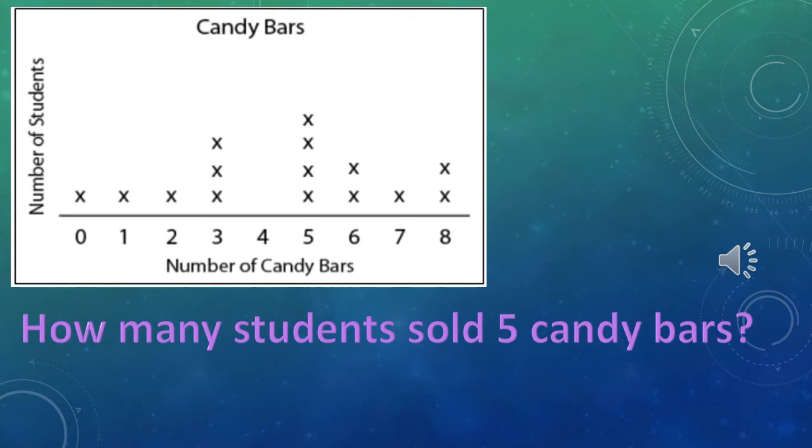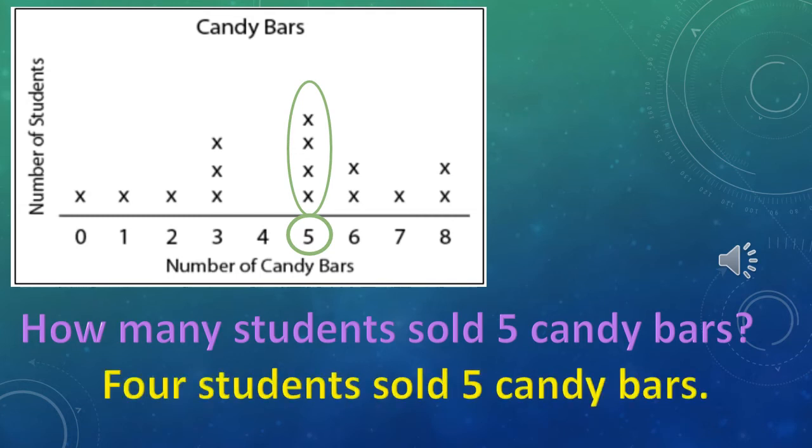So when I look at the graph, I need to focus my eyes on the number of candy bars, that's 5. And the x's that are above the number 5, that's how many students were able to sell 5 candy bars. So to answer this question, how many students sold 5 candy bars? It's 4. 4 students sold 5 candy bars. And I know this because when I look in the category of 5, I look at the number of x's labeled in that category, and I counted 4 x's. So 4 students sold 5 candy bars.